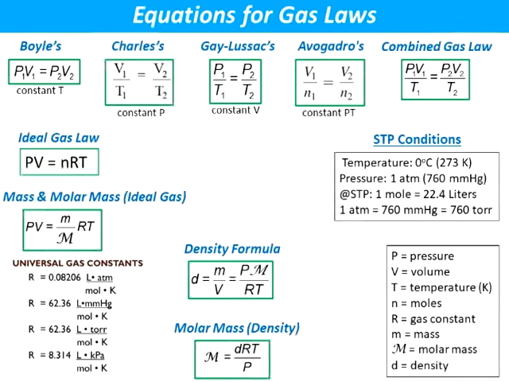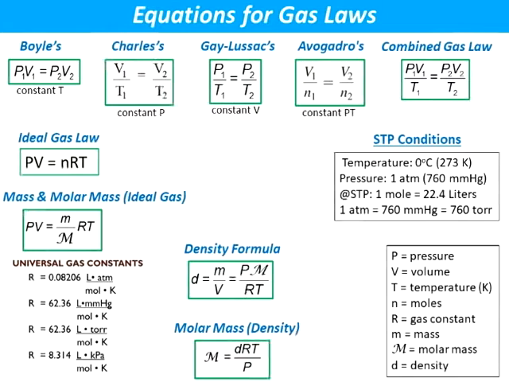These 5 gas laws are comparative. In other words, you'll always have a starting condition and a final condition. You'll have one set of conditions versus a second set of conditions. So, Boyle's, Charles's, Gay-Lussac's, Avogadro's, and the combined gas law will always be comparative. That's one way to know you're using one of these laws.